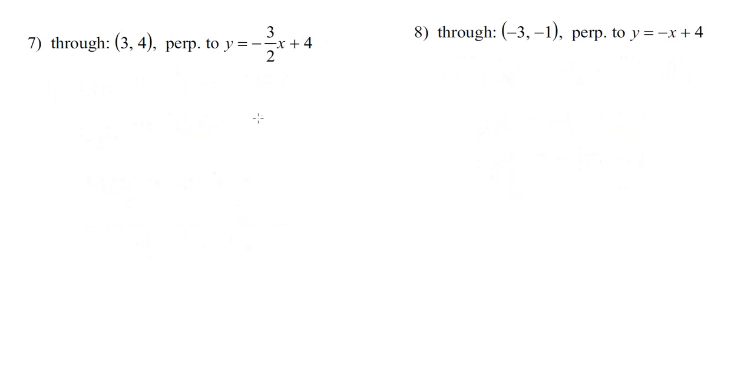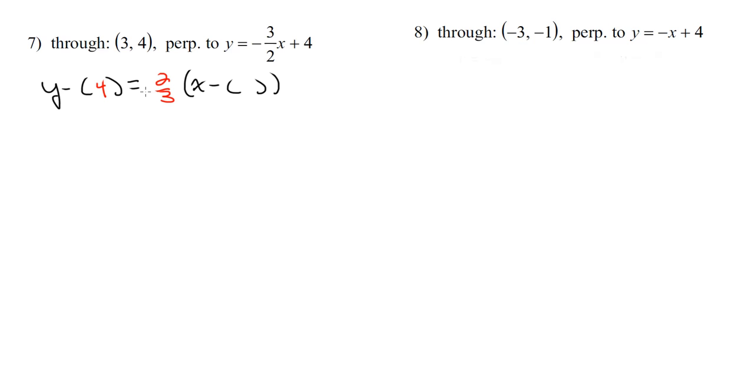All right, our last two examples here. Write the equation perpendicular to the line y equals negative 3 over 2x plus 4 that passes through the point 3 comma 4. So we set this up. Y minus y1 equals our slope times x minus x1. The perpendicular slope to negative 3 over 2 is going to be positive 2/3. Reciprocal, change the sign. So positive 2/3.